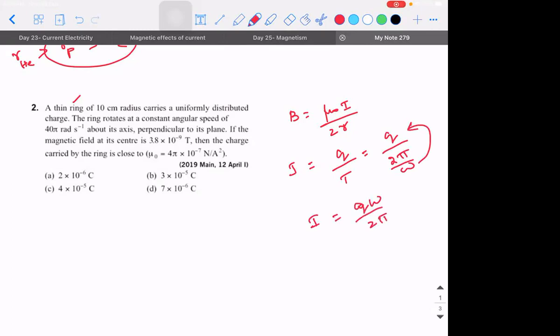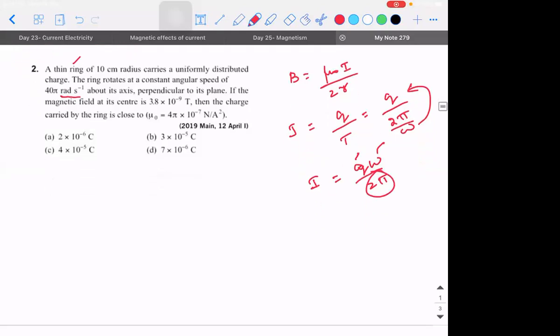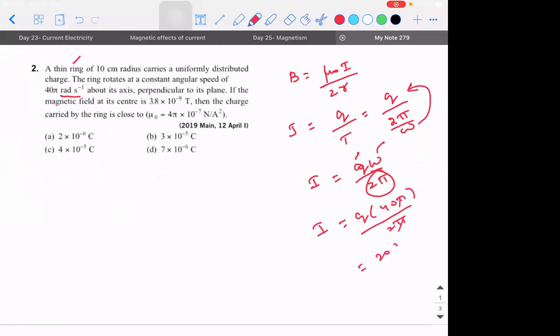Are all the values correct? Do we need to find the charge? Omega is given, angular speed 40 pi. Note this: if they give it as revolutions per second, don't directly substitute it. Many people make that mistake. If revolutions per second is given, it is just frequency, not angular frequency, so multiply by 2 pi. So I is equal to q into 40 pi divided by 2 pi. Pi cancels. It will be 20q. So I is 20q.